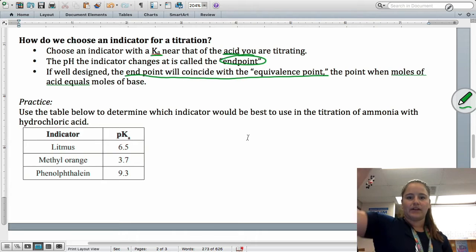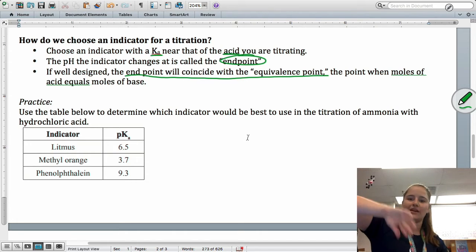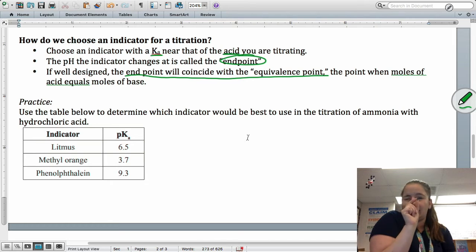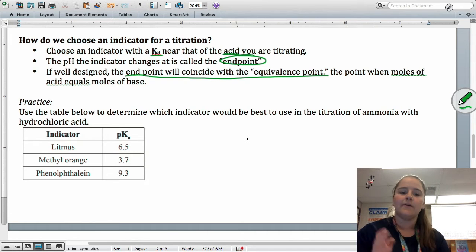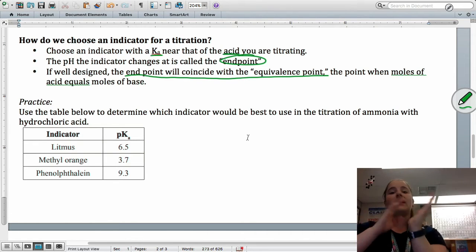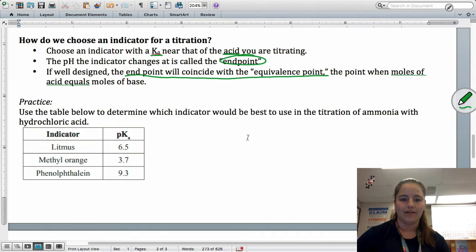And what we want is the endpoint to be at the equivalence point, because the equivalence point is that slope in our graph when the pH changes the most with just a little tiny bit of our base added. We want that to be when the color changes as well.